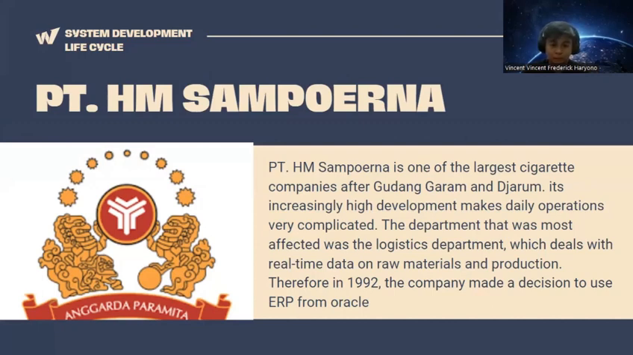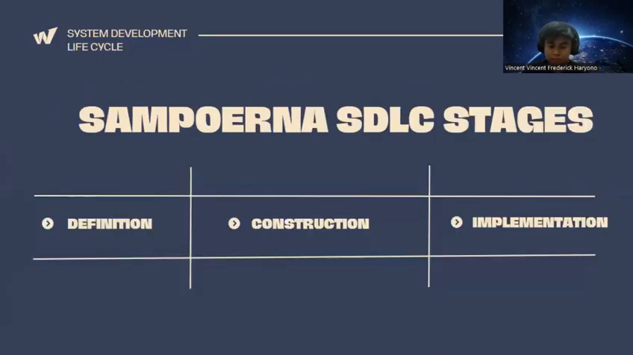PT HM Sampurna is one of the largest cigarette companies after Gudang Garam and Djarum. Its increasingly high development makes daily operation very complicated. The department that was most affected was the logistics department, which deals with real-time data on raw materials and production. Therefore, in 1992, the company made the decision to use ERP from Oracle.